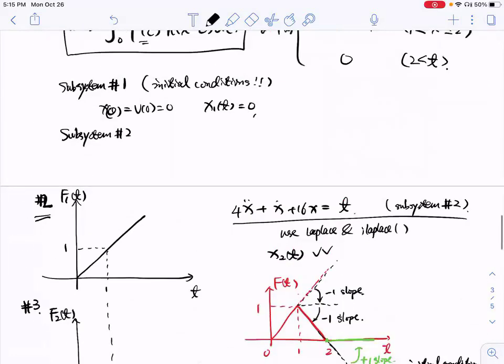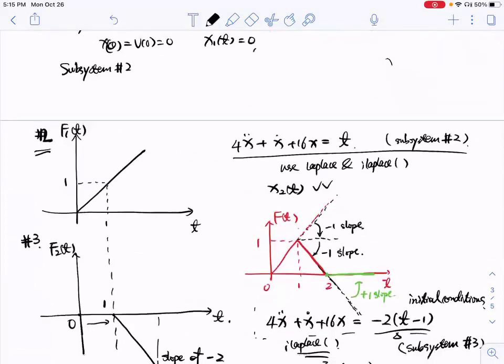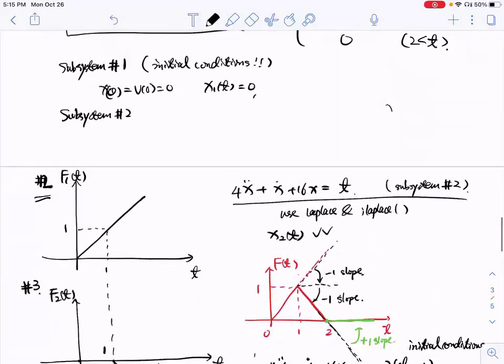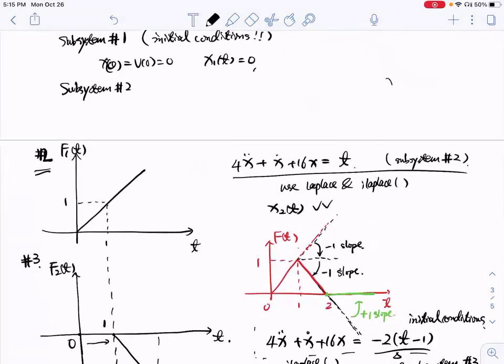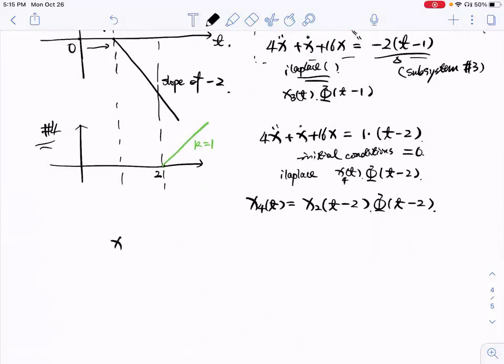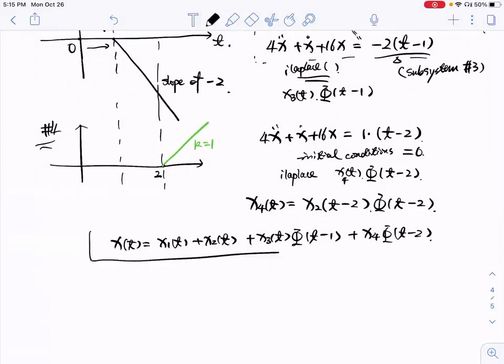And then after that, no more subsystems, because f(t) equal to 0 can keep going. That's what we have, 1, 2, 3, 4 subsystems. And then your final solution is the sum of all these solutions. So that's the final solution.